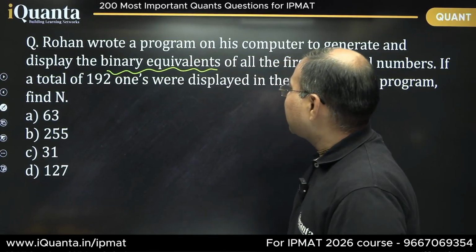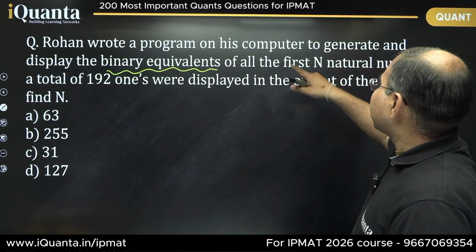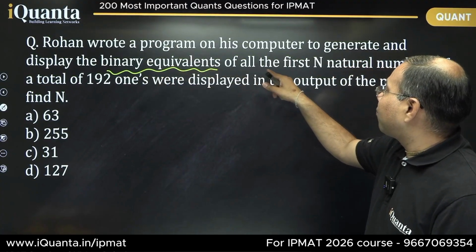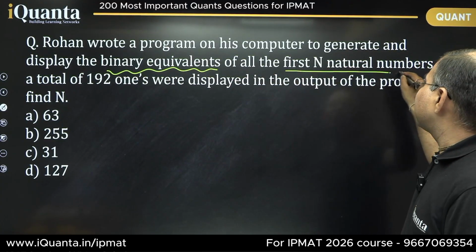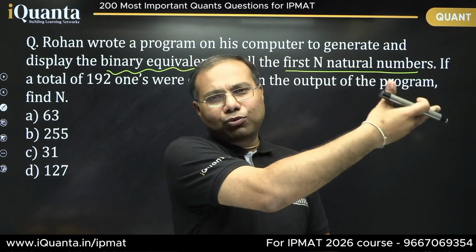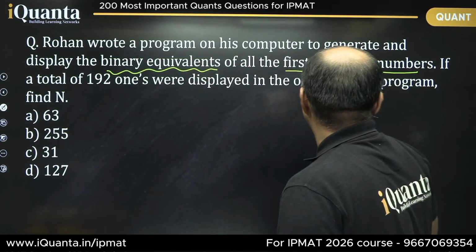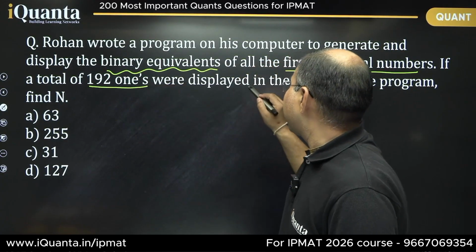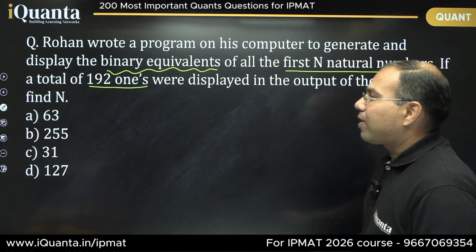So that's how this person Rohan, a programmer, is writing a program to write the binary equivalents of all the first n natural numbers. First n natural numbers, that means starting from 1, 2, 3 and so on up to a certain number. So if a total of 192 ones were displayed in the output of the program, find n.